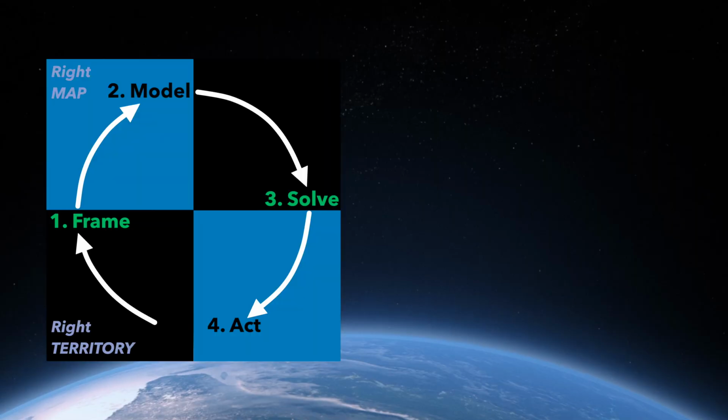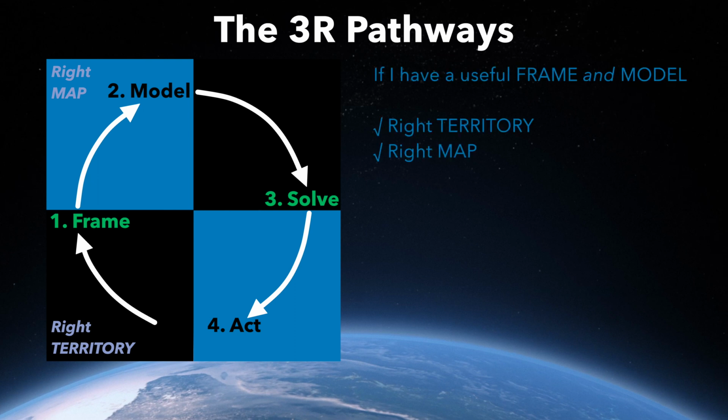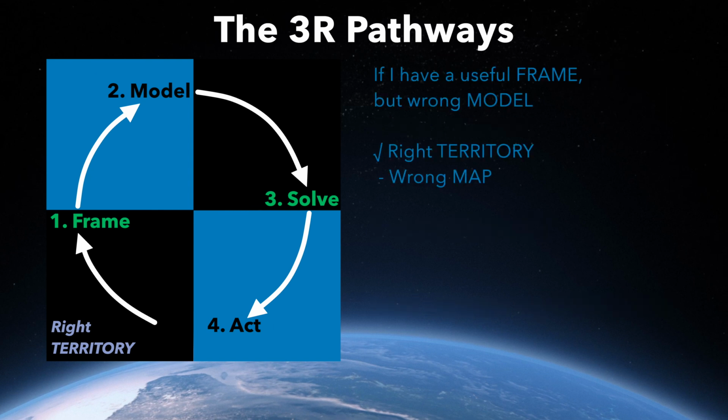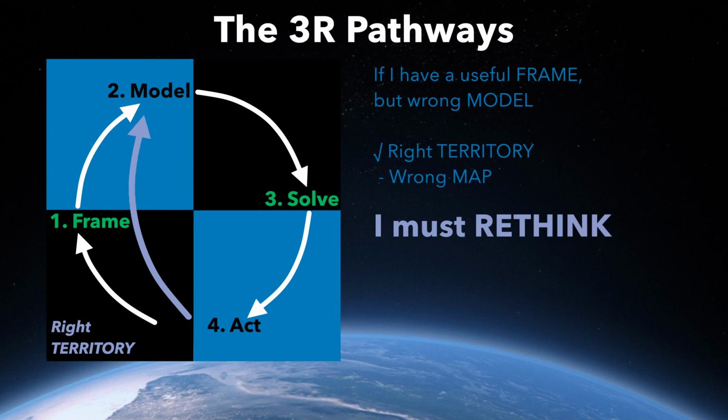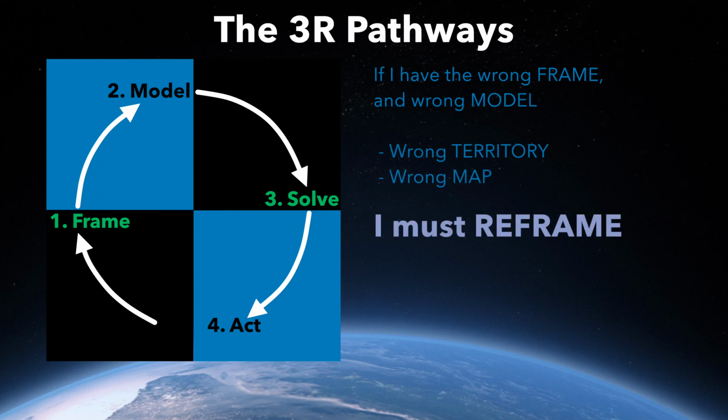In conclusion, here's how to think about the 3 responses we can apply if not getting the results we want. If I have the right problem and model, steps 1 and 2 of the SYSQ process, then I can return to step 3 and modify the strategy. I can react. In my experience, I am often way too confident that I have the right frame and right model. If I have the right problem, step 1, but have the wrong model of the system I'm trying to change, I must return to step 2. I must rethink my mental model. And if I have the wrong frame of the problem, I must go back to step 1.